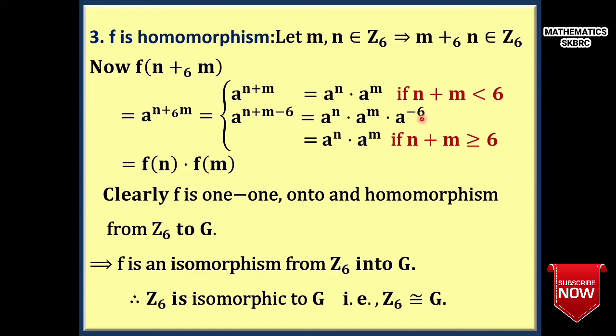Here a power 6 is a power 0, the remainder 0 when 6 divides 6. That is equal to a power n into a power m. Therefore, f of n into f of m.